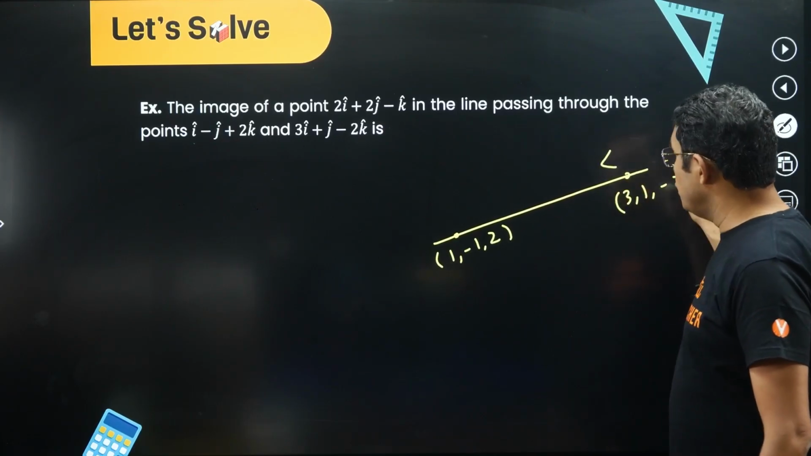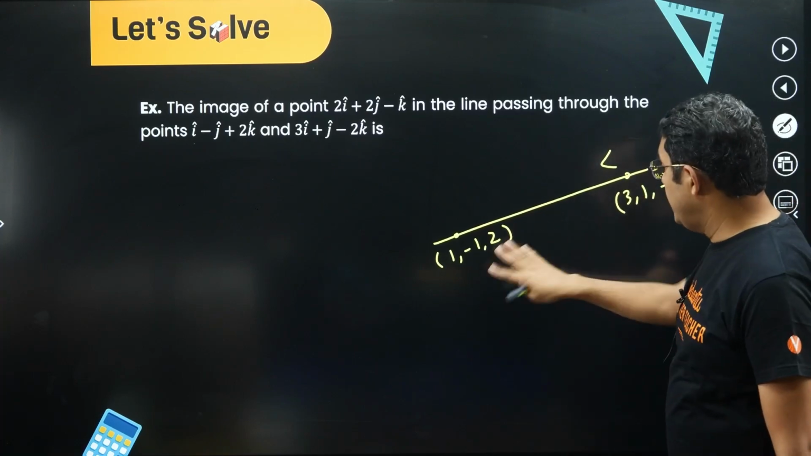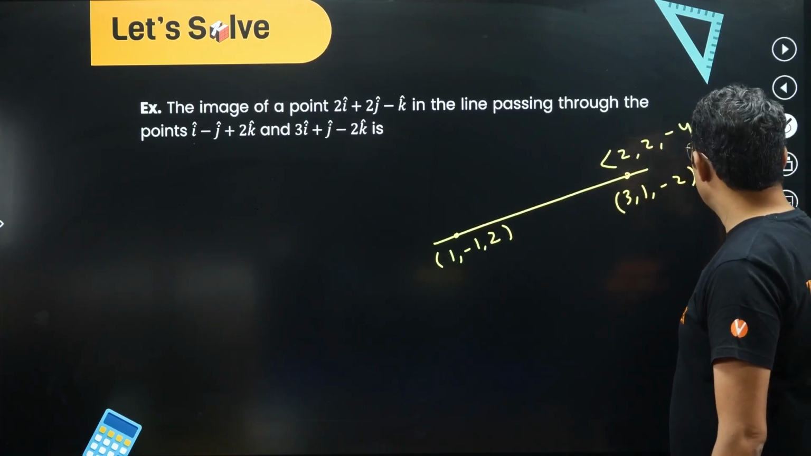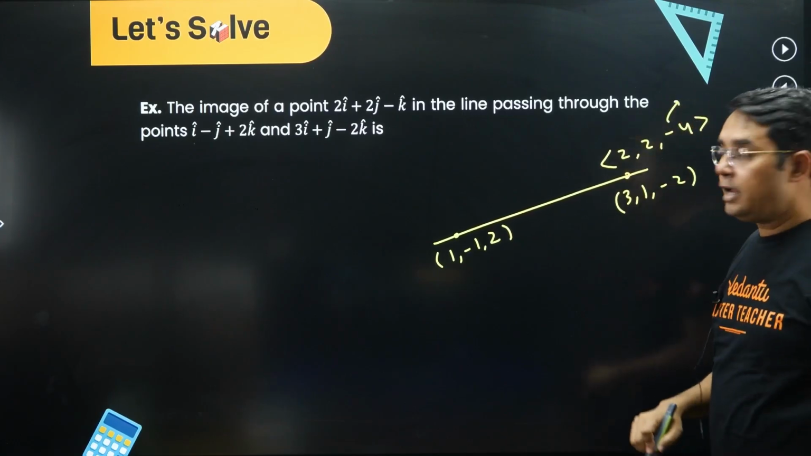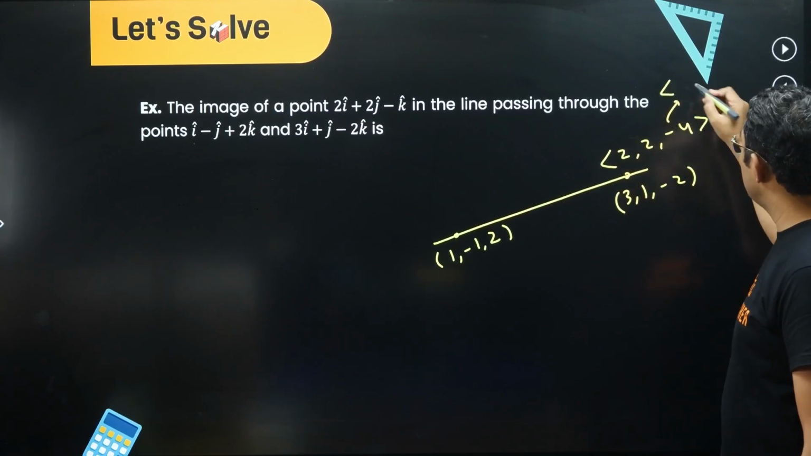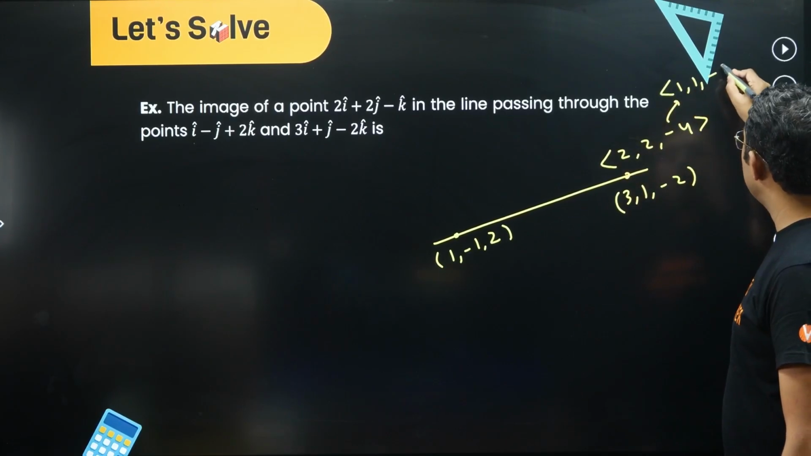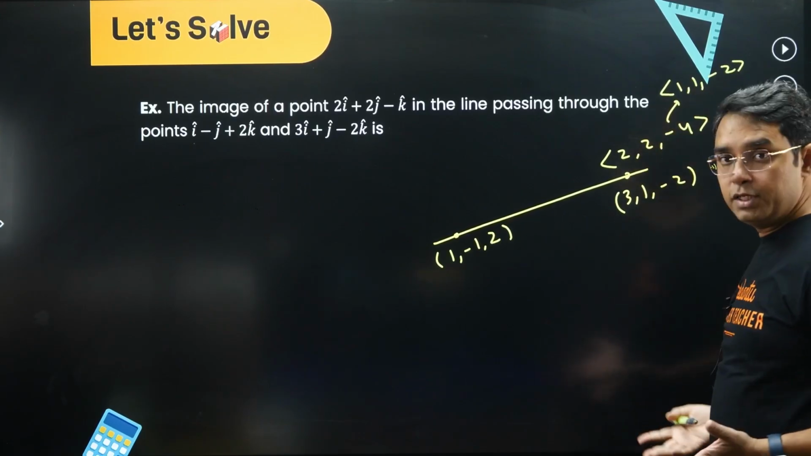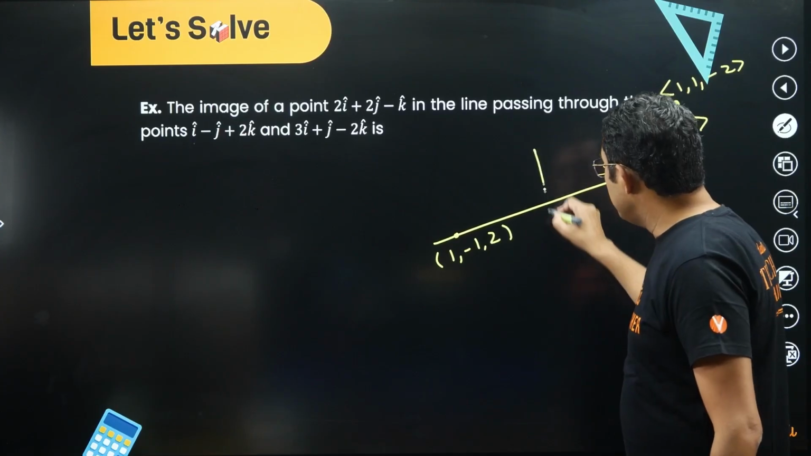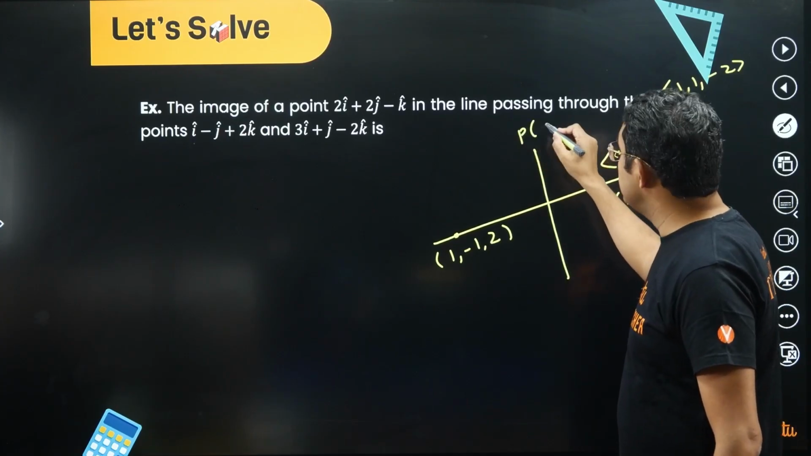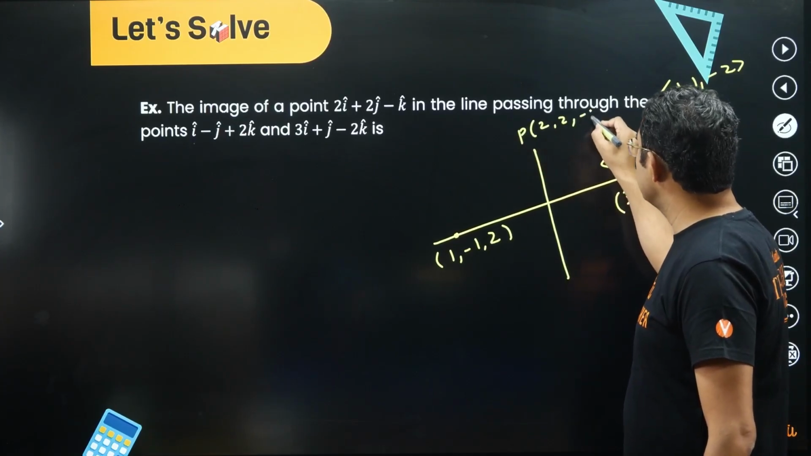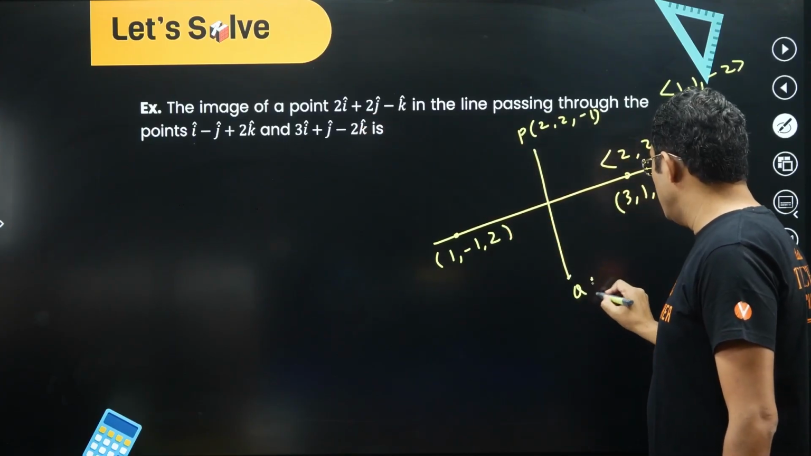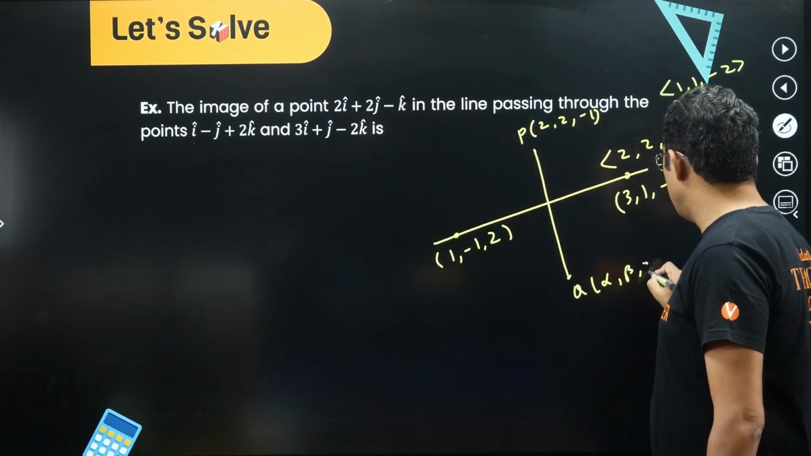So the direction ratio of this line will become, if you take the difference of these two, 2, 2 and minus 4. This can also be written after simplification because I can take 2 common. So 1 comma 1 comma minus 2. These are direction ratios, so it doesn't matter whether I choose this or this. Now there is a point, let's say P, whose coordinate is given as 2 comma 2 comma minus 1, and let's say its image Q is alpha, beta, gamma.